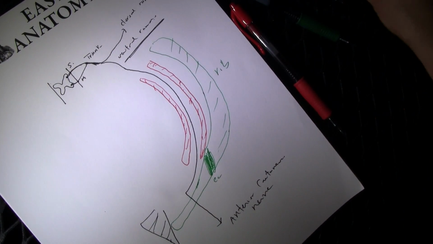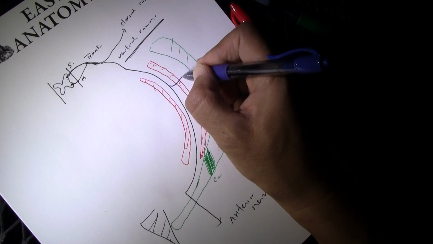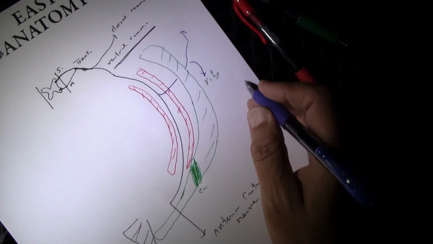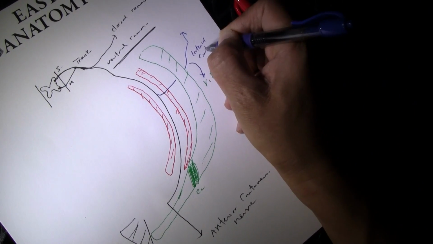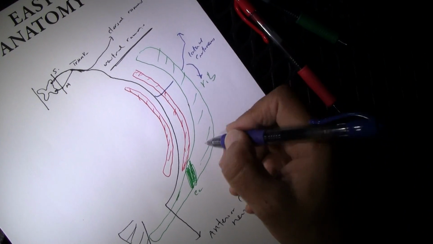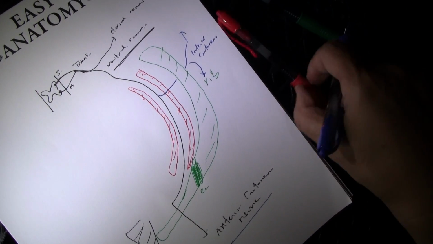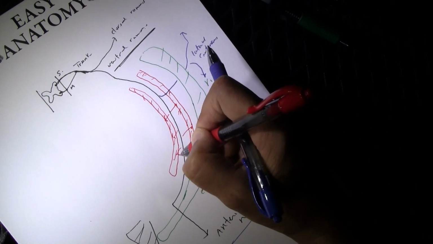In the middle, at the lateral side of the space, it sends the lateral cutaneous branch, which divides into anterior and posterior. So this is the lateral cutaneous branch. This is the anterior cutaneous branch of the intercostal nerve. In the middle here, it starts to send muscular branches.